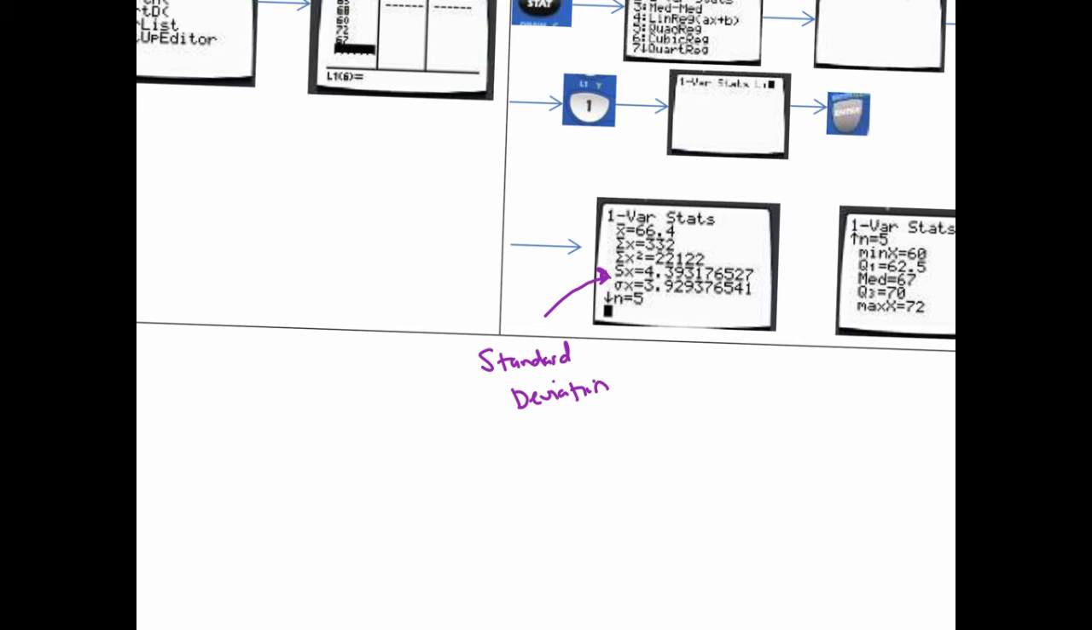Doing this gets you everything else. That's mainly how we're going to find standard deviation, but this is also how we can find the mean. We've talked about that. That's the mean. We know that this here represents the 5-number summary. So just by putting the data in a list and doing one variable stats, you get everything you care about.